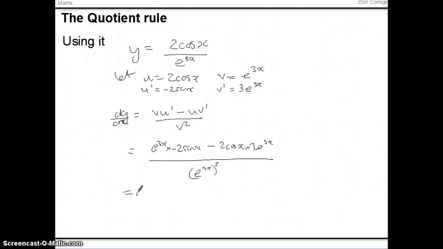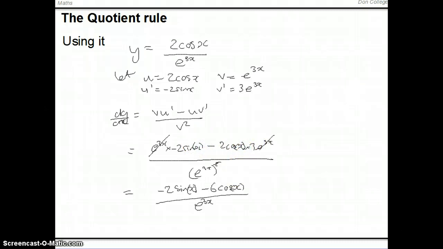Now you'll see, even before I start to tidy these up, I've got e to the 3x here, e to the 3x here, e to the 3x here. That's going to cancel with one of those. So I'm left with negative 2 sin x, negative 6 cos x, all over e to the 3x. I'll probably leave it like that. I don't really need to tidy up too much more than that.